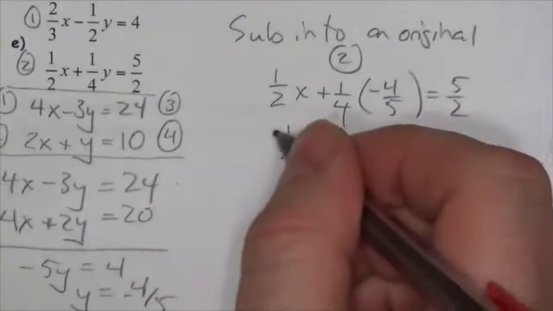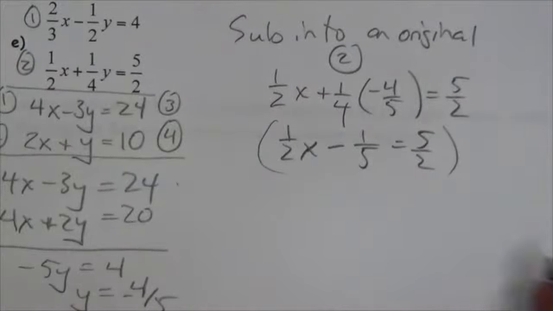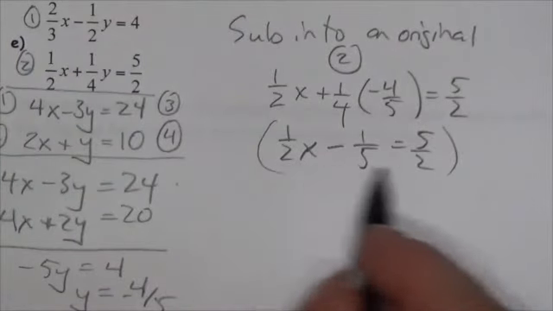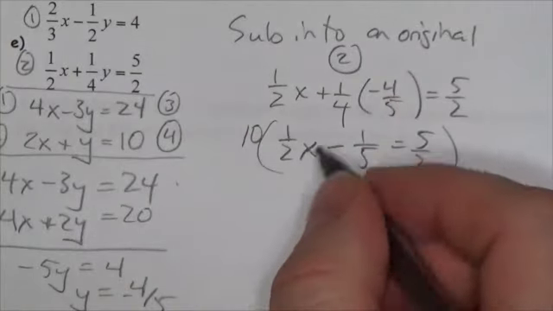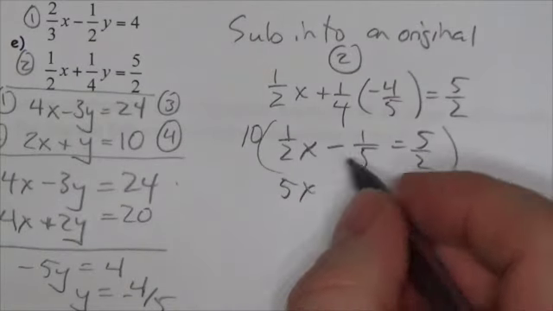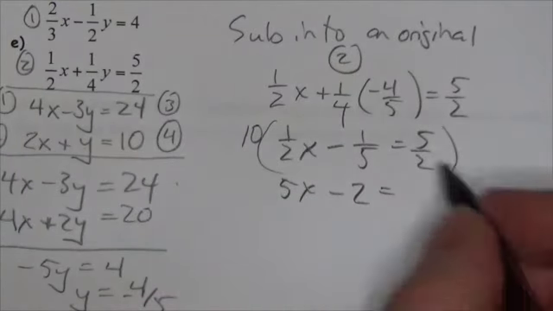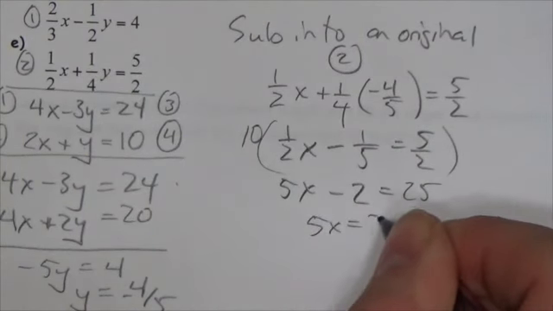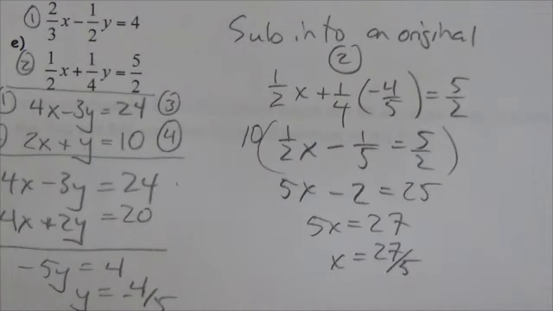Now, I could, and I probably should, take a moment to make that look better by just multiplying by, again, the common denominator. I can keep doing this as often as I want, because it doesn't change the equation if you do it to both sides. So the common multiple here is 10. So 10 times 1/2 is 5x. 10 times negative 1/5 is going to be minus 2. 10 times 5/2 is going to be 25. Bring the 2 over. 5x is going to equal 27. And so x is equal to, wow, 27/5.